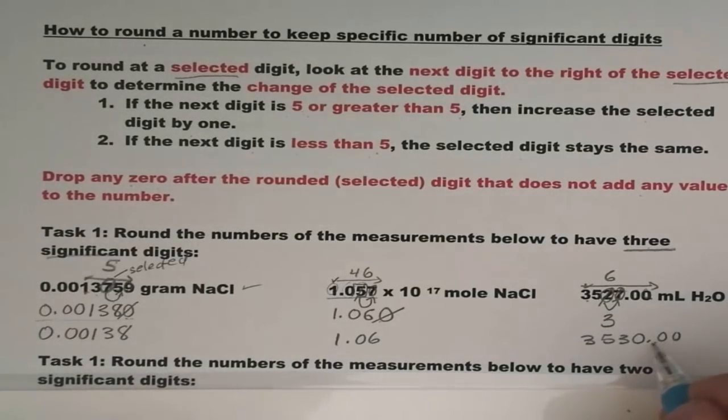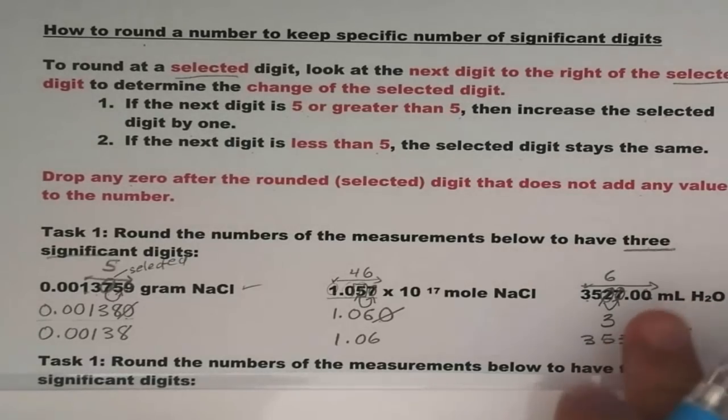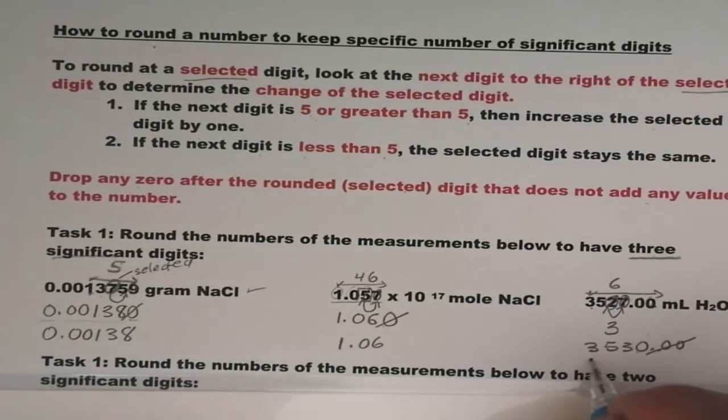The question is this, do I keep this 0 over here? Well, this 0 doesn't add any value to the number, so we can ignore it. But this 0 right here, if I take that 0 out, it's no longer 3000 something, it will become 300 something. So I have to keep that 0.